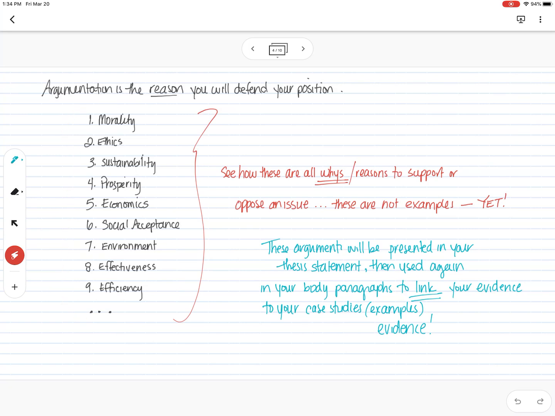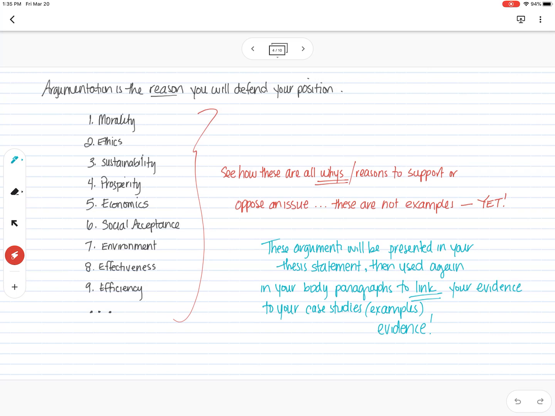Now, in social studies, any level, we can look at a set of different arguments that do work for many of the different quotes that you will receive. Remember, the argumentation is the why, the reason that you are going to defend your position, not an example of why you're taking the position. A couple of the ones that work across 10, 20, and 30: morality, ethics, sustainability, prosperity, economics, that could be economic prosperity, economic sustainability, social acceptance, environment, effectiveness, efficiency. These are all whys to support or oppose an issue. These are not the examples.